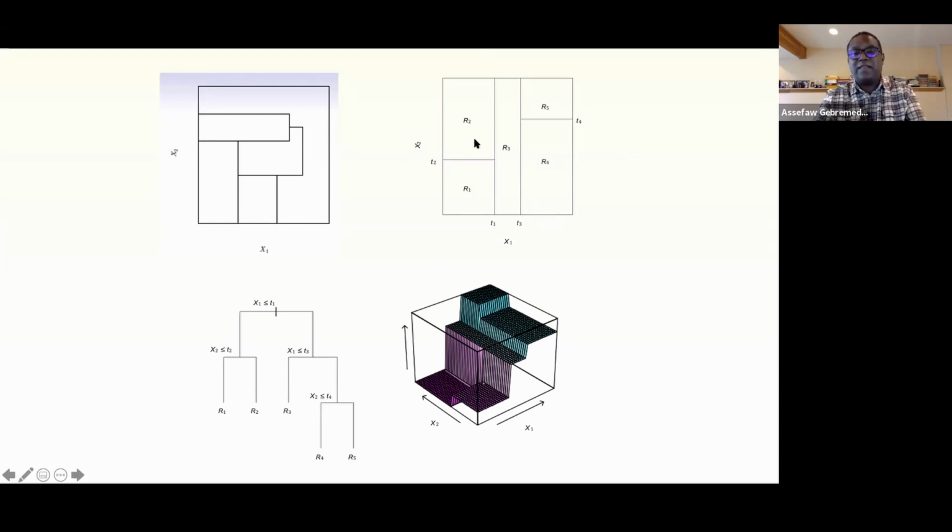So what you see at the two diagonal positions is the decision tree interpretation of this space and how it is divided, and what you see at the bottom right is how this is seen as a stepwise function to approximate it, basically.